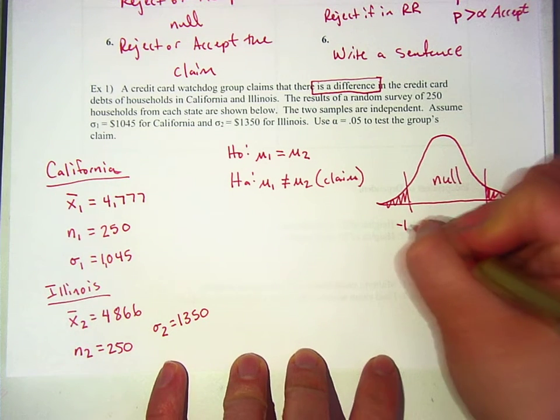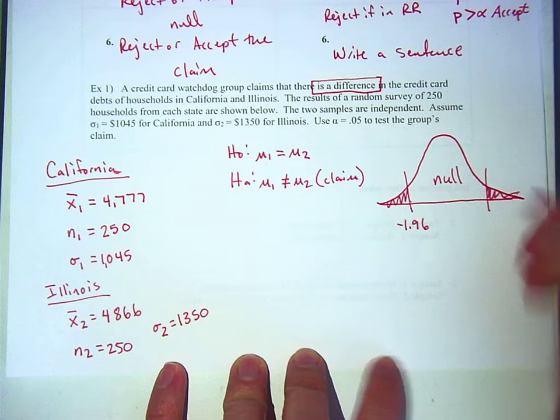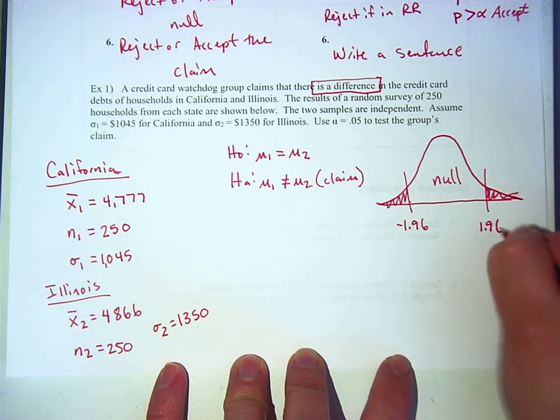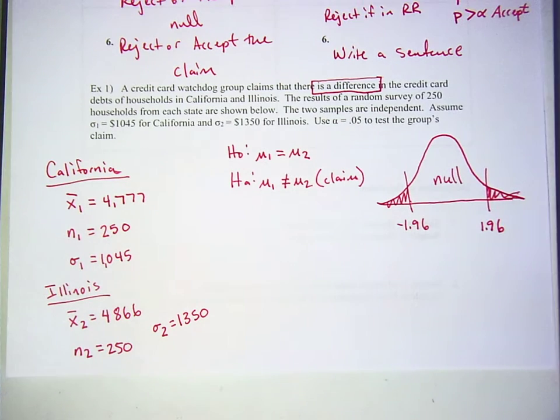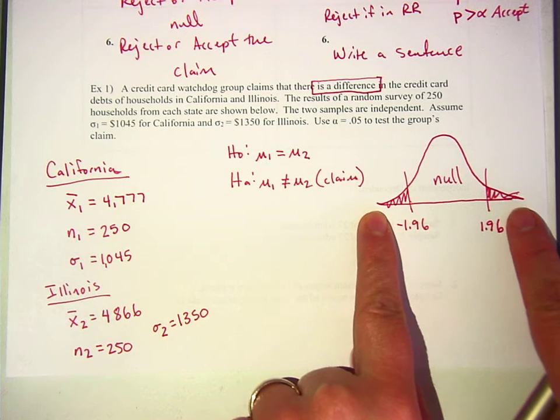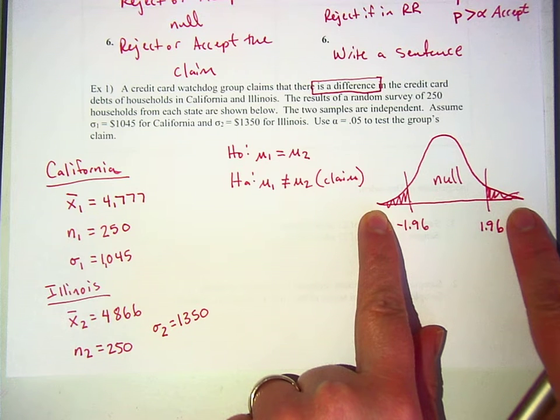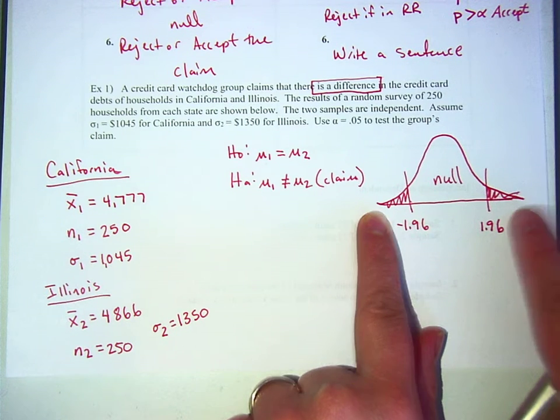Did you guys get negative 1.96 and positive 1.96? Did you look up 2.5%? Remember, it's two tails, and alpha is 5% together. So you should look up 0.025 in the middle of the chart. Okay.